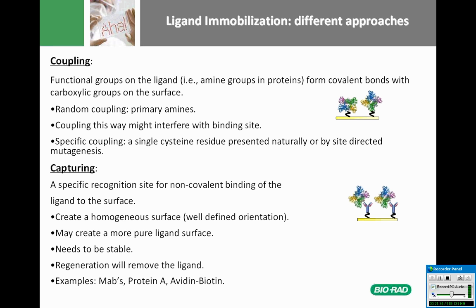actually taking advantage of a specific recognition site, like, for example, a monoclonal antibody that will capture a certain molecule out of your sample. This is mainly used when you have supernatants or lysates or serum, and in this serum or supernatants there is a mixture of many proteins, but you want to capture only a specific protein out of it. So if you immobilize a monoclonal antibody on the chip, it will capture only those molecules that you desire. And the advantage of capturing is that it will create a homogeneous surface.